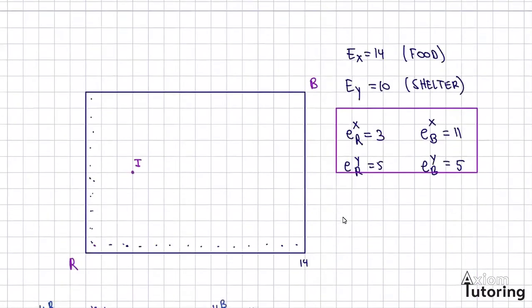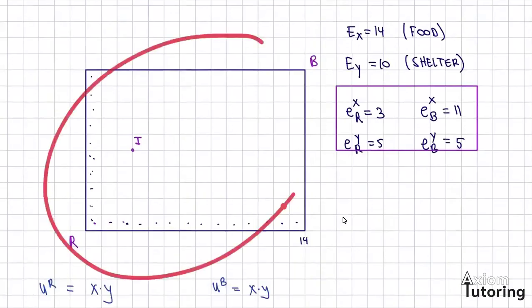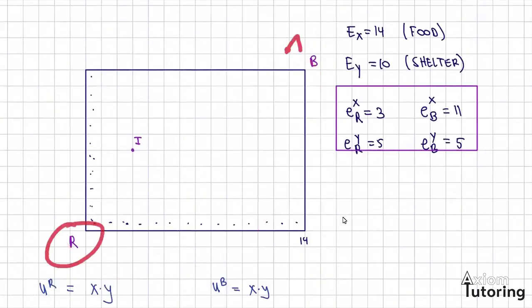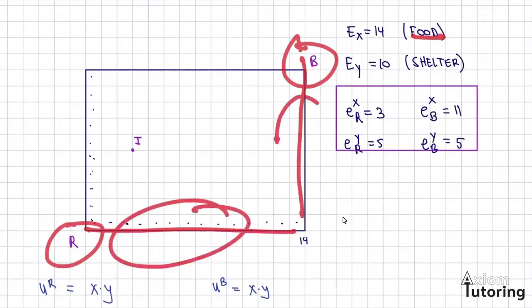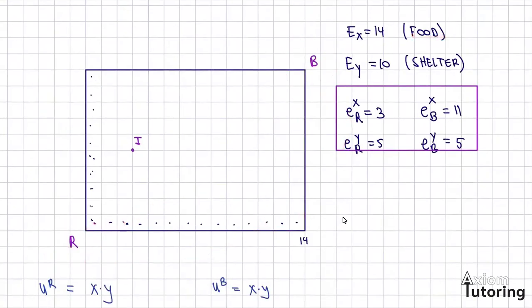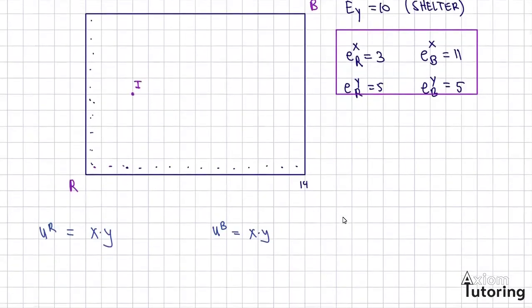So I'm going to take a problem from before. So here's my Edgeworth box. I have two individuals, Revi and Ben. They're looking at food or shelter, food on the x-axis, shelter on the y-axis. There are 14 units of food and 10 units of shelter. Okay, and the endowment for Revi is 3 of x and 5 of y, and the endowment for Ben is 11 and 5 respectively. They have identical utility functions.